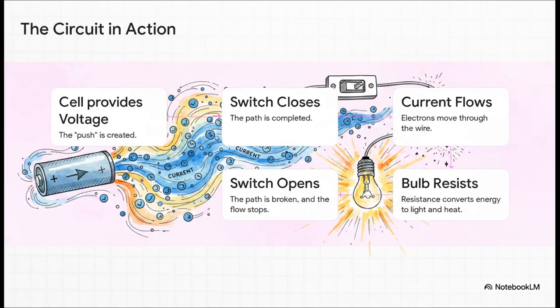All right, let's walk through the action, step by step. First, the battery creates the voltage. Then, you flick the switch, closing it, and completing the path. That voltage then pushes the current, our river of electrons, all the way through the circuit. Now, as that current fights its way through the high resistance of the bulb's filament, all that friction generates so much heat that it literally glows. And bam, we get light. See? Every single part has a job to do.